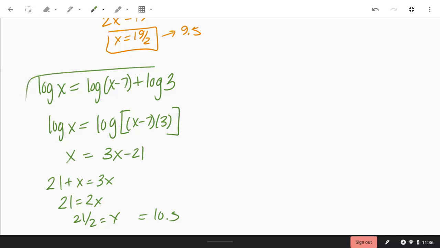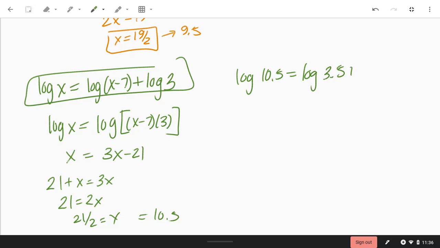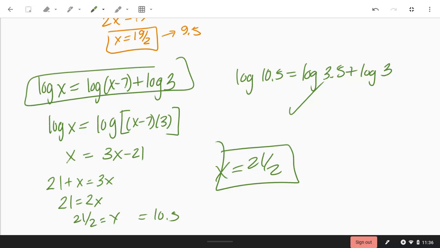So if I plug it back in, I'm going to have the log of 10.5 equals the log of 3.5 plus the log of 3. And 3 times 3.5 is 10.5. Checks out. So x is 21 halves, or 10.5. Okay? And that's it. That's it for Module 19 then.